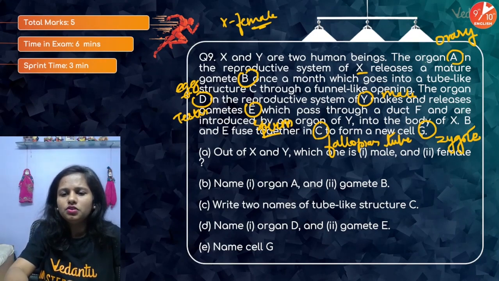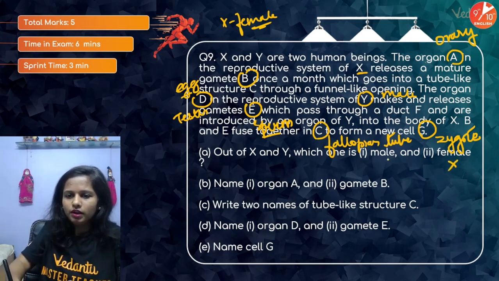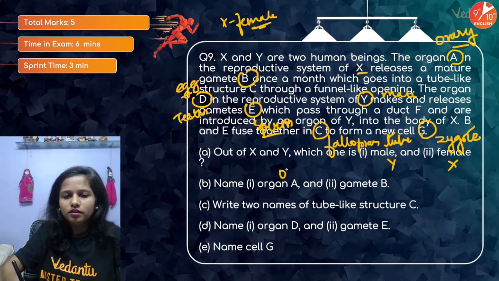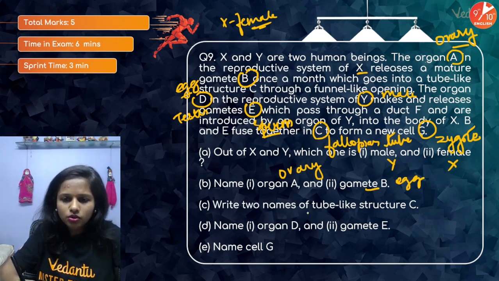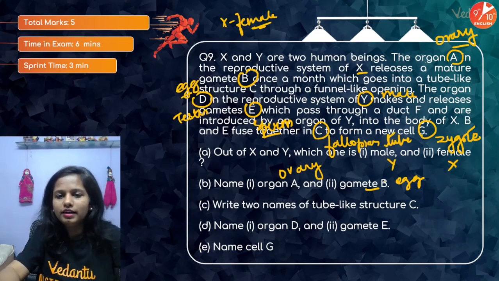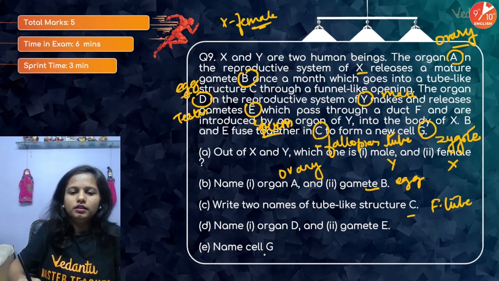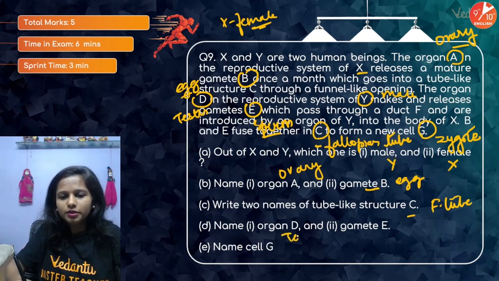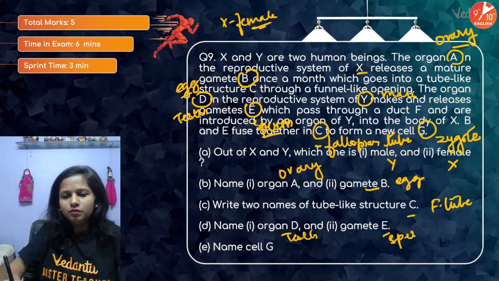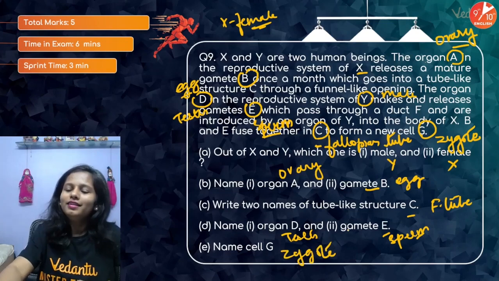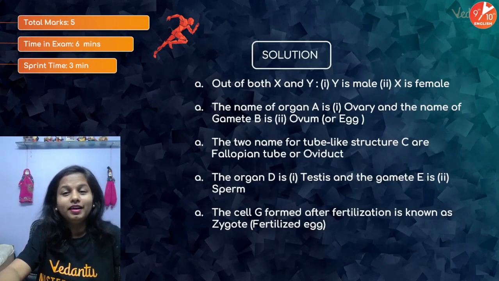Out of X and Y, which is male and which is female? X is female and Y is male. Name the organ A: ovary. Gamete B is the egg. Now name the tube-like structure C: it has to be the fallopian tube. Then name organ D: it has to be the testis, and gamete E has to be sperm. And name G: G is the zygote. So this is how we solve this particular question.